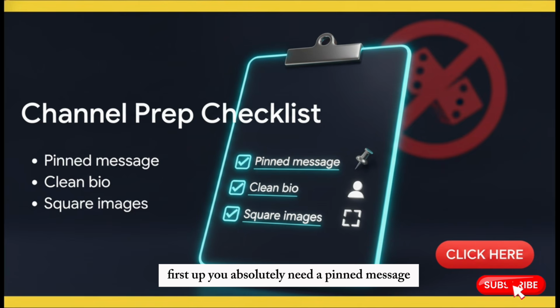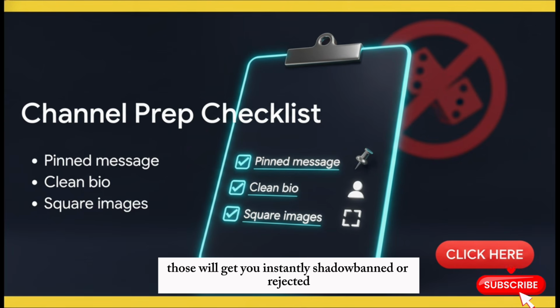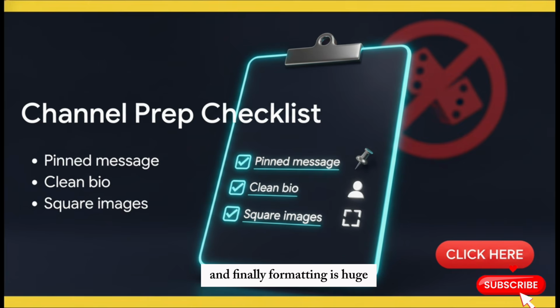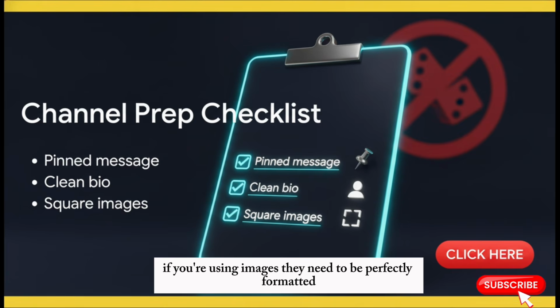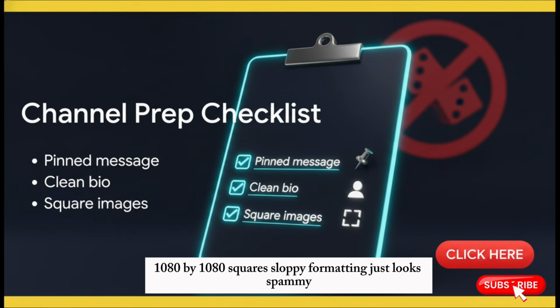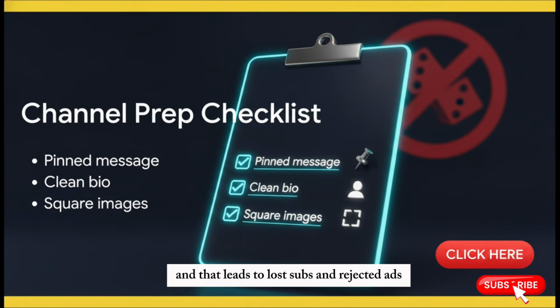First up, you absolutely need a pinned message outlining the benefits of joining your channel. Second, your bio, it needs to be spotless and professional. Third, 0 references to gambling or betting. Those will get you instantly shadow banned or rejected. And finally, formatting is huge. If you're using images, they need to be perfectly formatted 1080 by 1080 squares. Sloppy formatting just looks spammy, and that leads to lost subs and rejected ads.